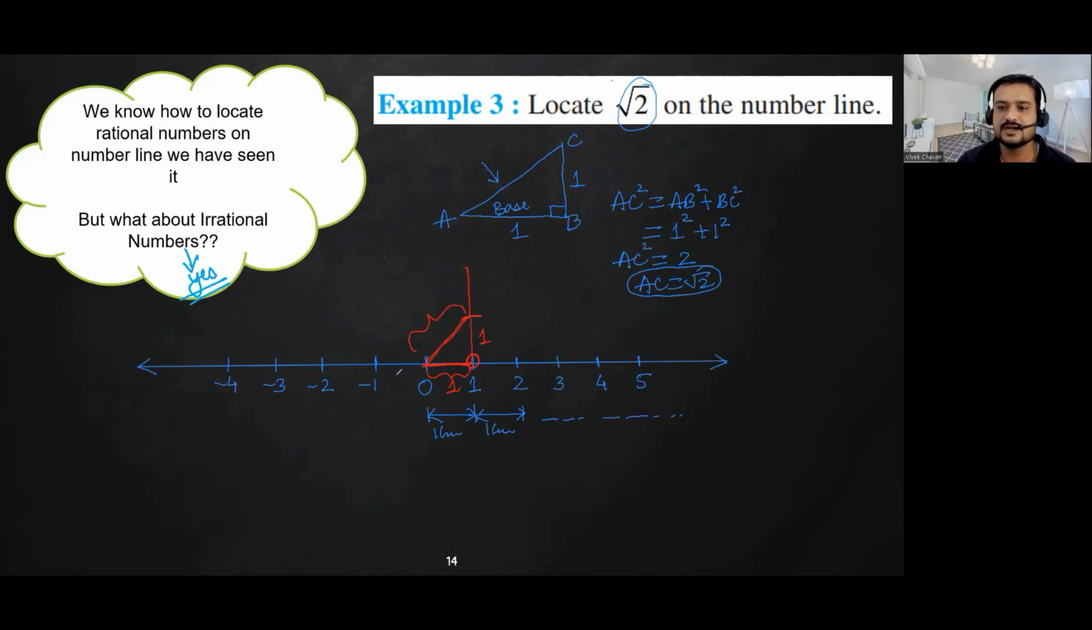In your rounder you will take this much distance. You will place the pointer at this point, and then you will draw a chop here on the number line. So wherever it will cut on this number line, this value is under root 2. Is it clear to everyone?